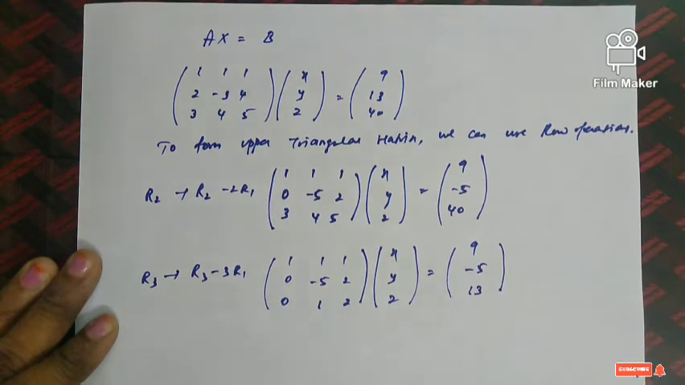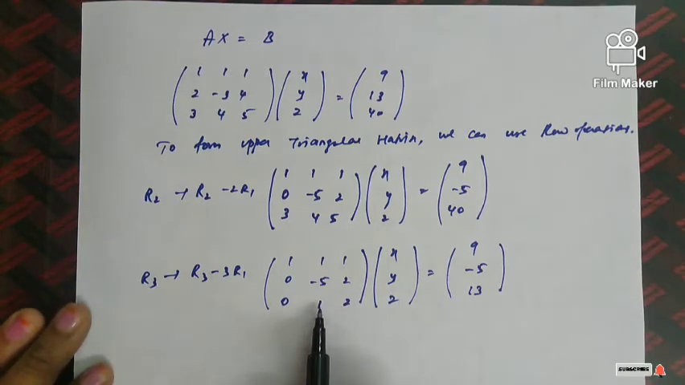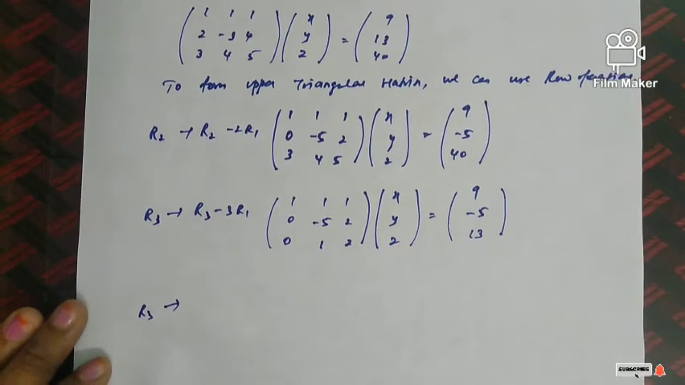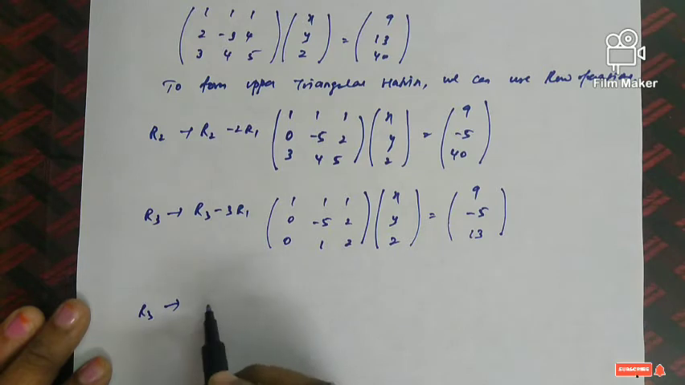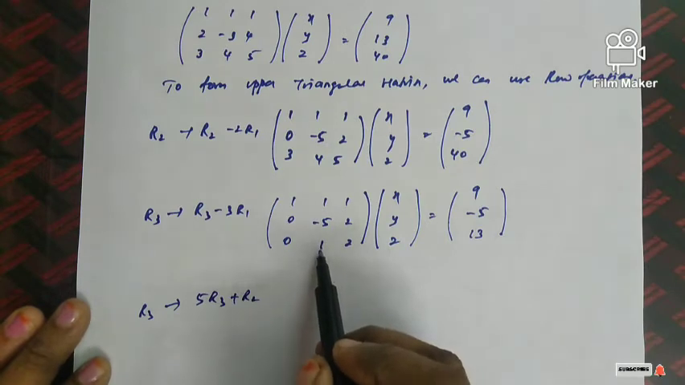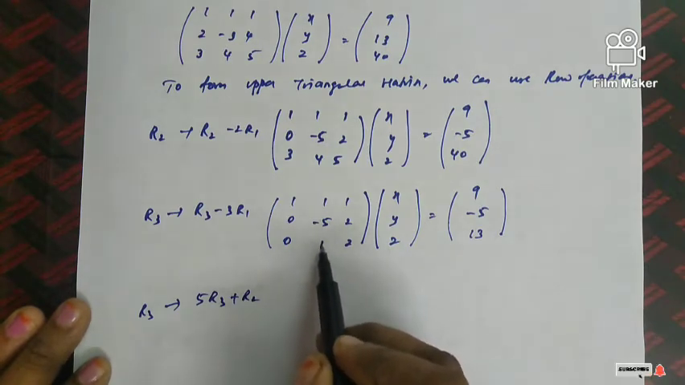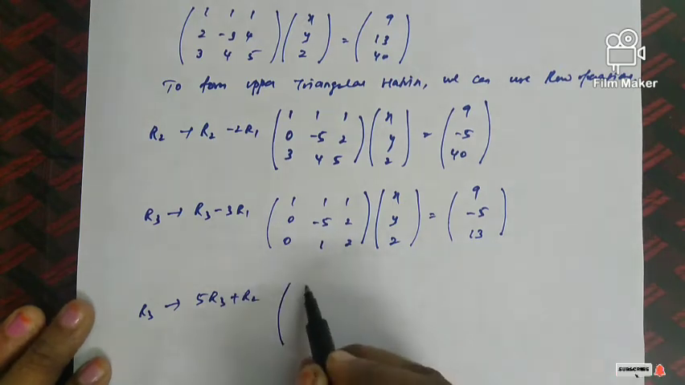One more place we have to make 0. We are going to make this place 0, that means this 1. So what we can do is, in R3, because that 1 is in R3 second place, 5R3 plus R2. Why are we doing this? If you multiply by 5, 5 minus 5, very easily we can get 0. That is the reason why we are doing it like this.